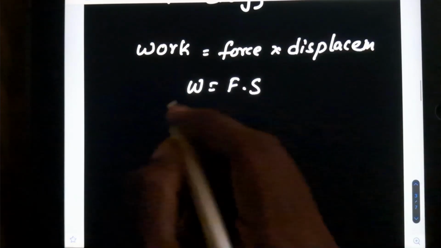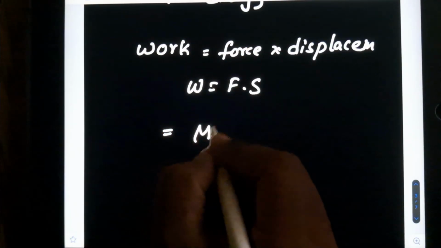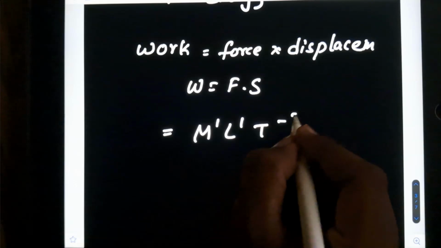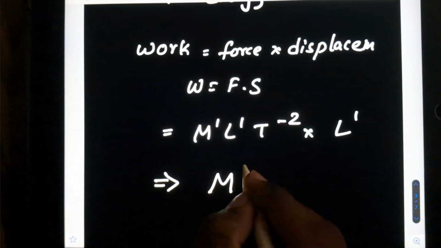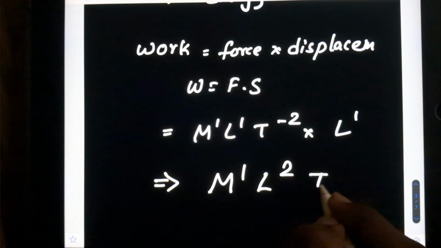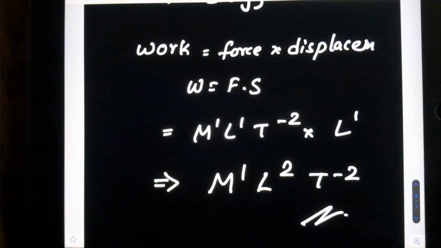We know that the force dimensional formula is M power 1 L power 1 T power minus 2, into displacement L power 1. So overall we get M power 1 L power 2 T power minus 2 as the work dimensional formula.